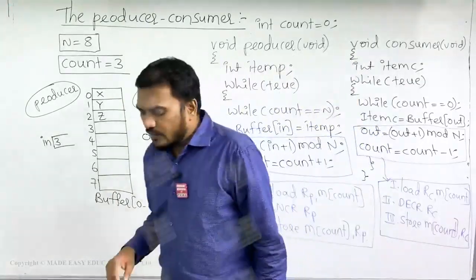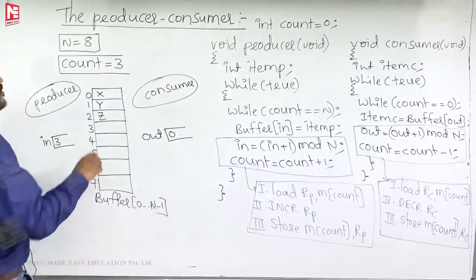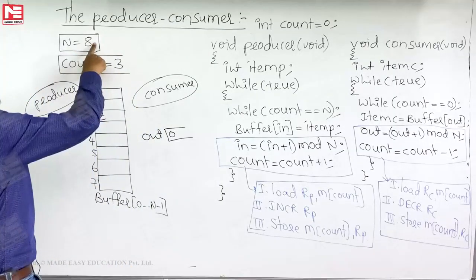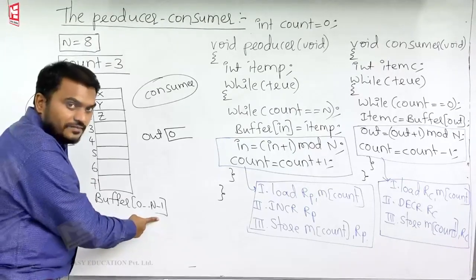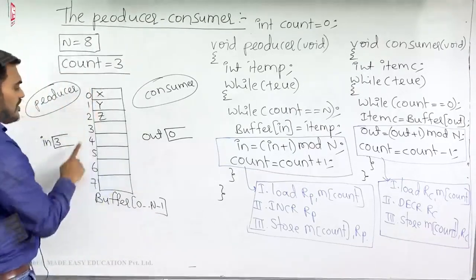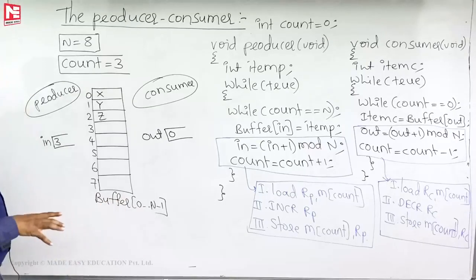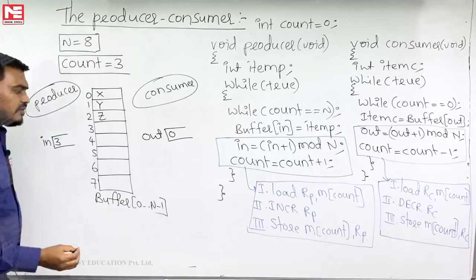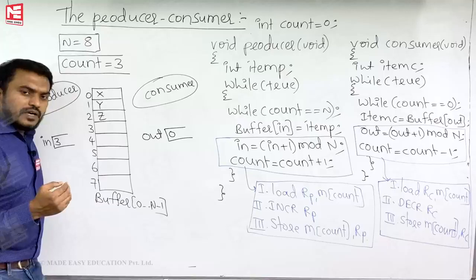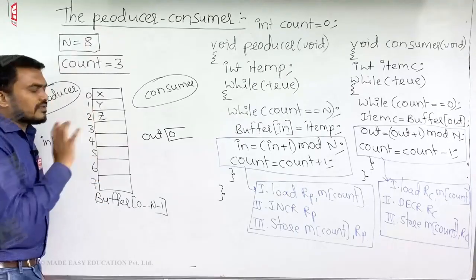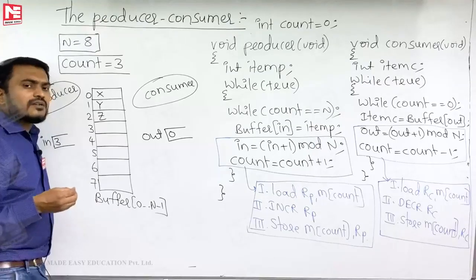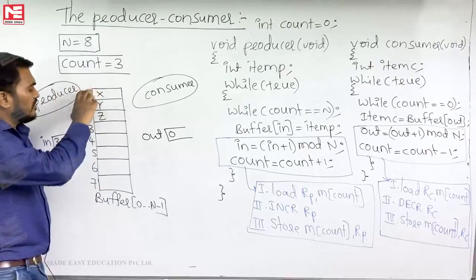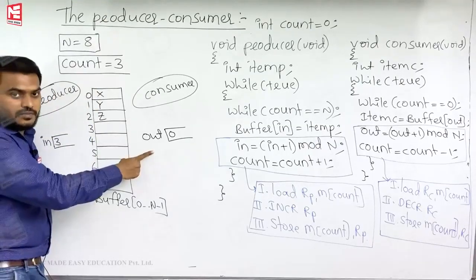The buffer has n slots. Look here, n equal to 8. The buffer has n slots, that is 0 to n minus 1. Now remember, what we are trying to do here is provide synchronization to the processes. While providing synchronization, we use some variables: the count variable, the in variable and the out variable.